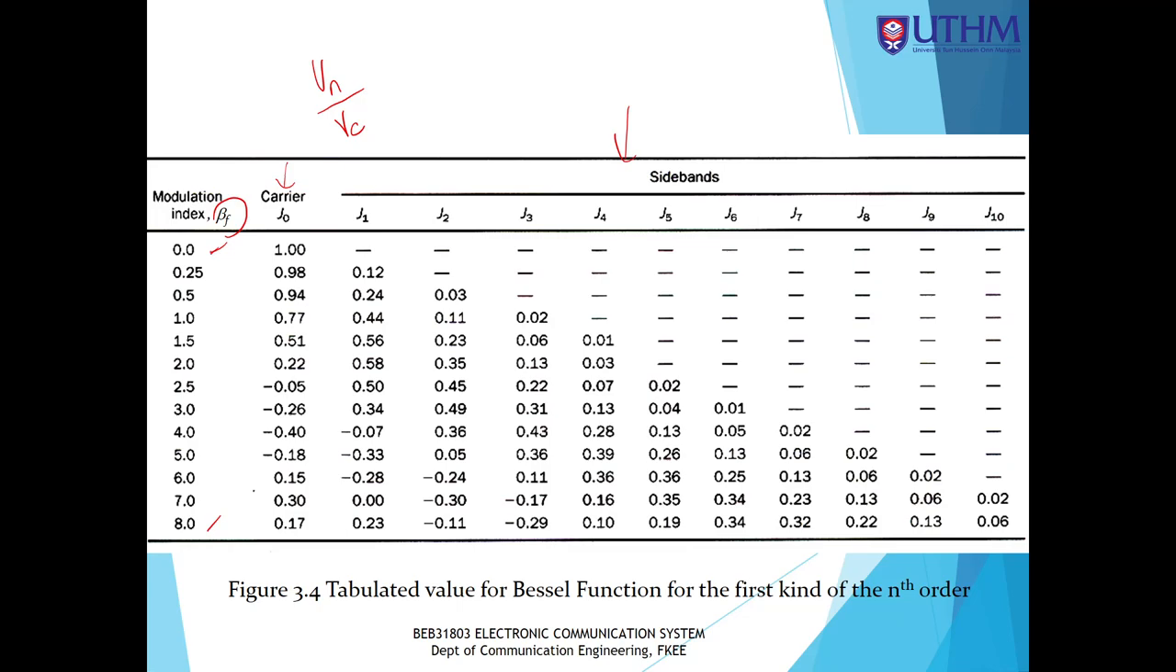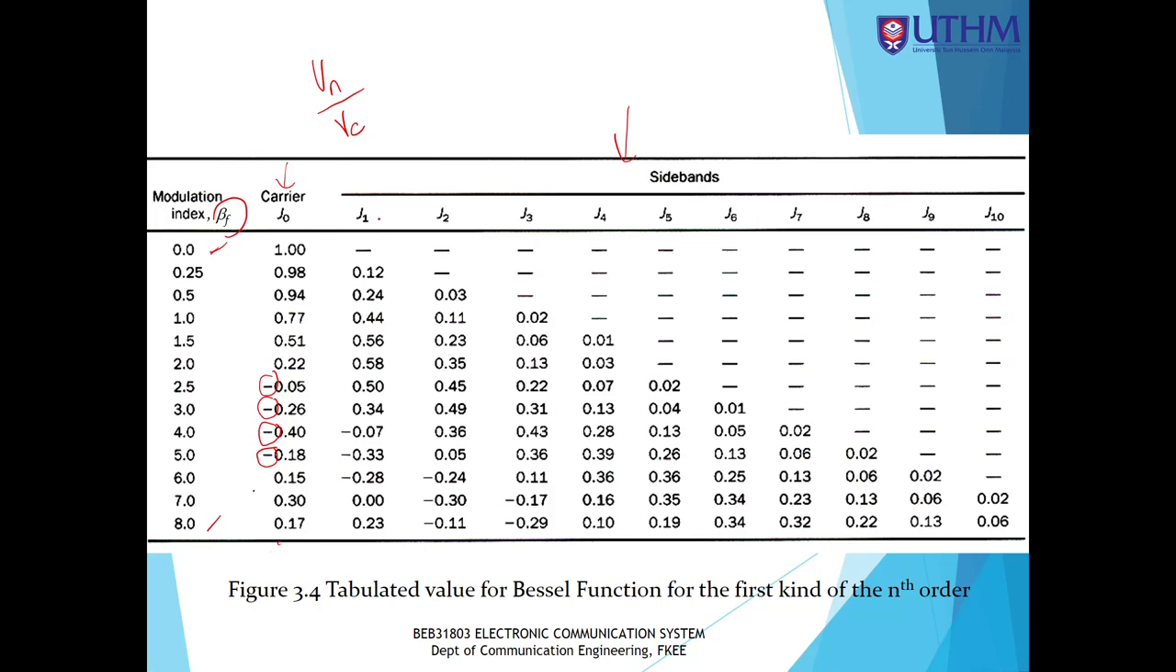So J0 is the carrier component. It goes from 1 until here is 0.17. And you see that there is a negative value over here. This is not a minus actually. This is the phase shift, a 180 degree phase shift. So that's why we have that negative polarity. This negative polarity does not mean a small value. It is actually a 180 degree phase shift.